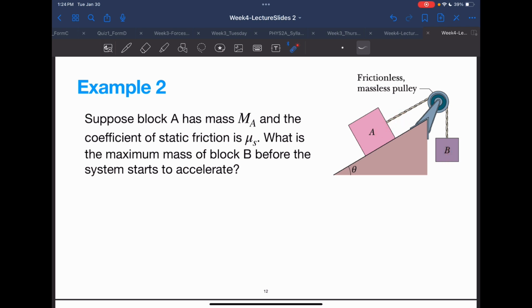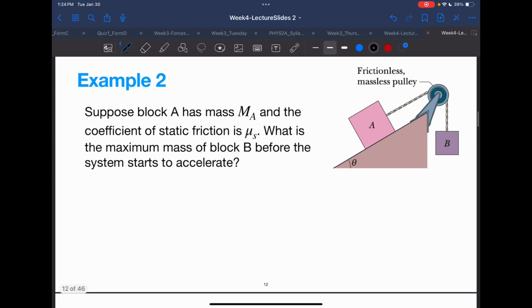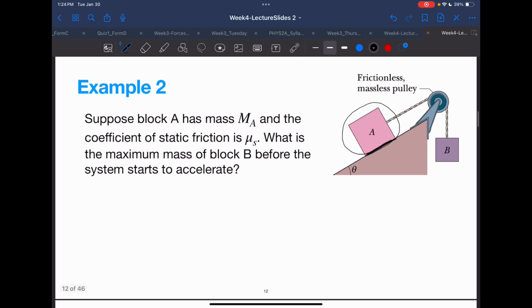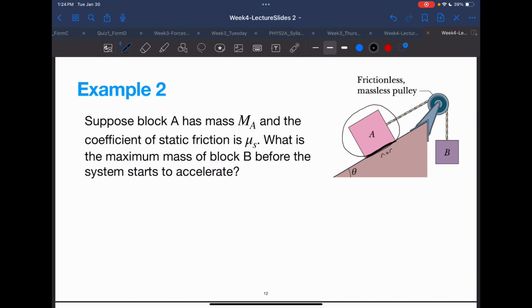So the approach is to draw the free body diagram for each of the masses and then use Newton's second law. If I circle block A, I identify that it makes contact with the surface here, which is going to provide both a normal force and some kind of frictional force at the surface. And then we have our long-range force of gravity.